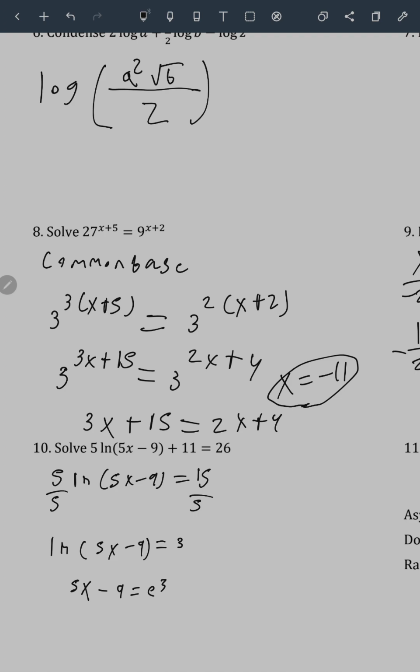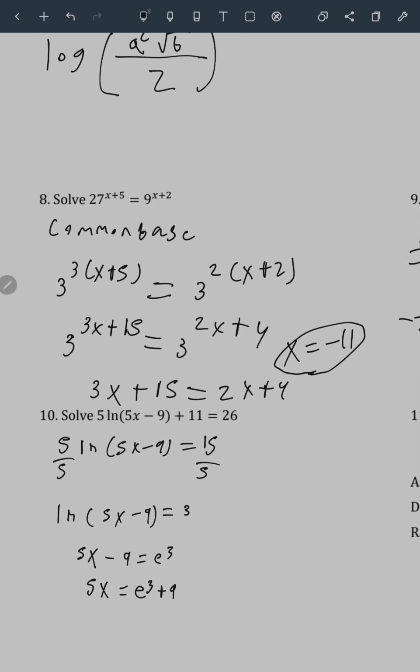So now we have a dilemma. We've got 5x, and we need to move the constant again. We put it over here, and we get 9. Now we have to divide by 5, divide this by 5, divide this by 5. And now we've got a big answer: x = (e^3 + 9)/5. That is our answer.